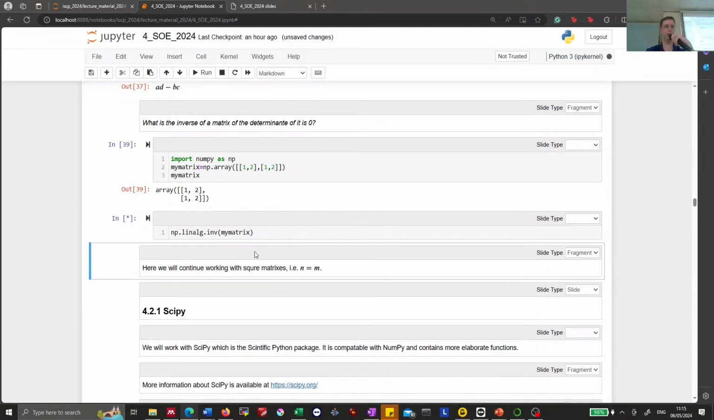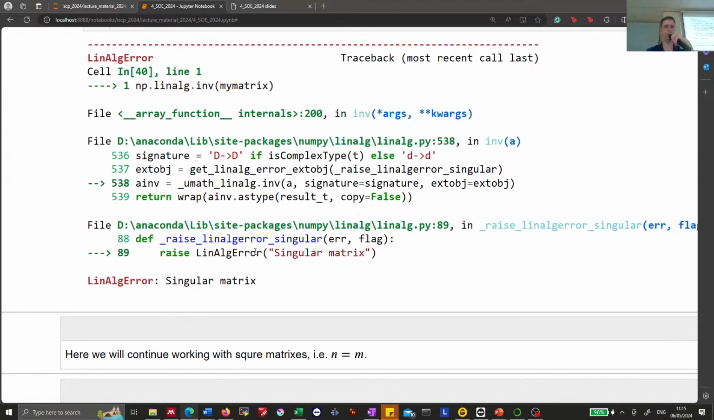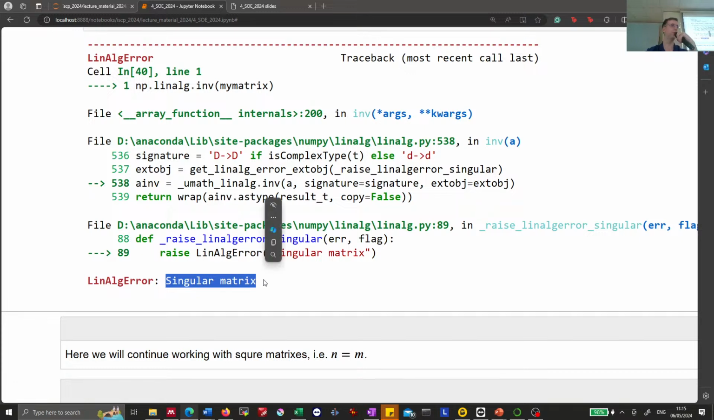So NumPy, tell me what is the inverse here? And again, this is a singular matrix, already see the vectors are linearly dependent. And it will also tell me, hey, you have a singular matrix. What you asked me to do, the inverse here, is not possible. So good? Okay.